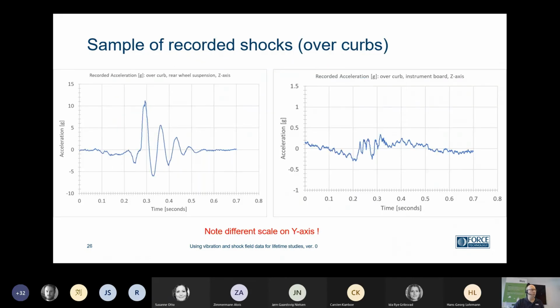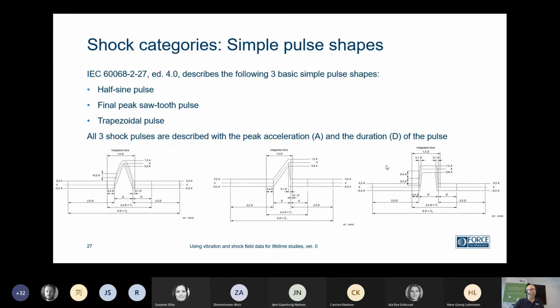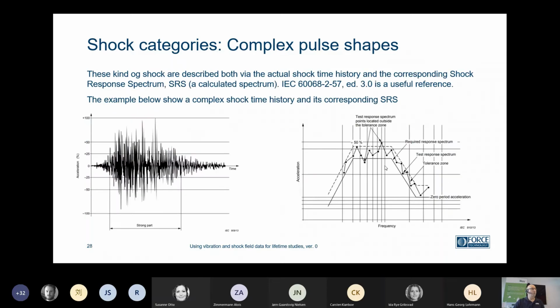And if you look at this one going back, here we can see some half sine and some sinusoid. Here it's not easy to see what it is. So when we have more complex pulse shapes in shock, like this example here, it is taken from an IEC standard. Me as a test man is very fond of this 60068-2-57 here, for shock response spectrum, and you can use that as a good reference.